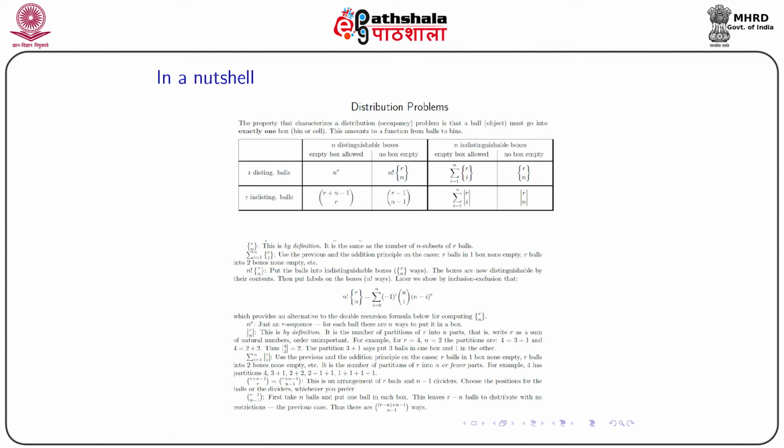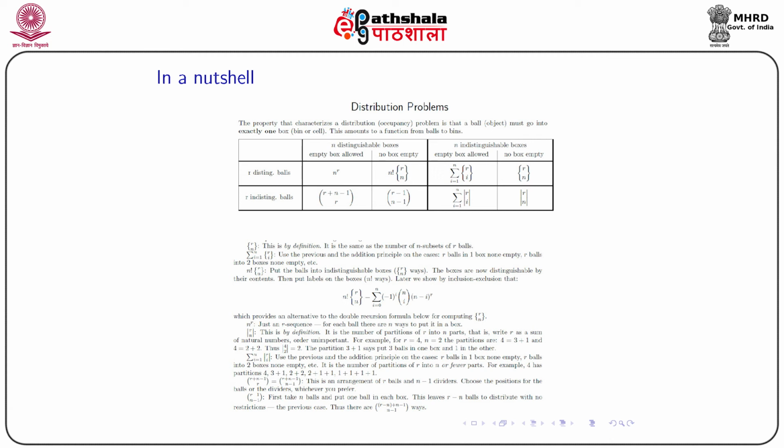Now to understand these symbols, we can take one example. For example, if we take R equals 4 and n equals 2, then the partitions are 3 plus 1 or 2 plus 2. So within two straight lines, 4, 2 is 2. The partition 3 plus 1 says put 3 balls in one box and 1 in another.